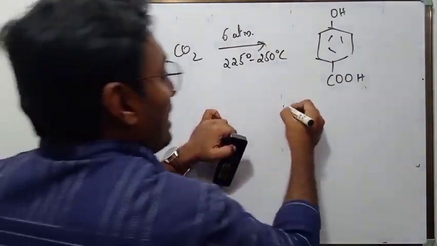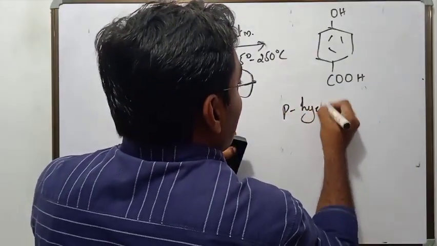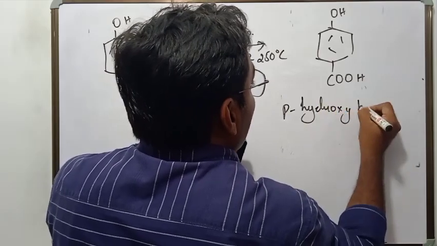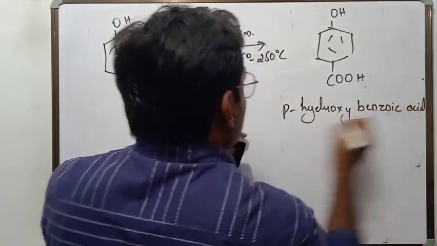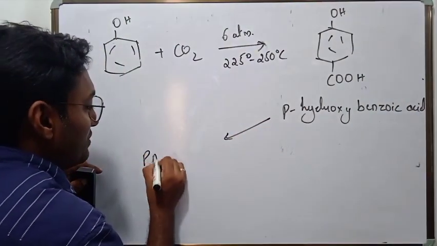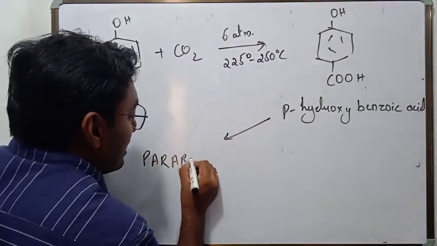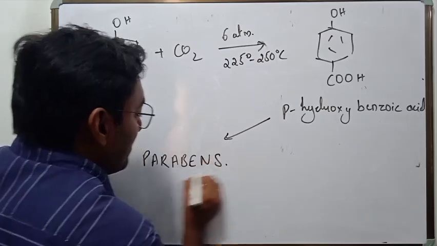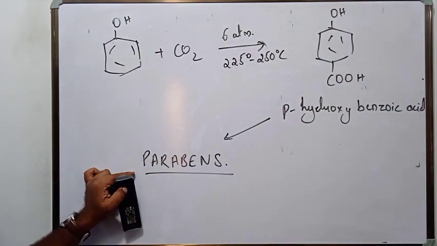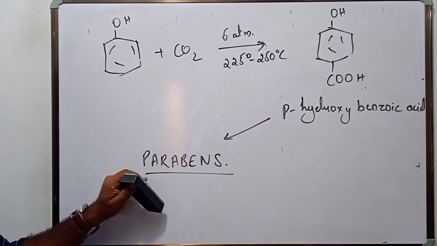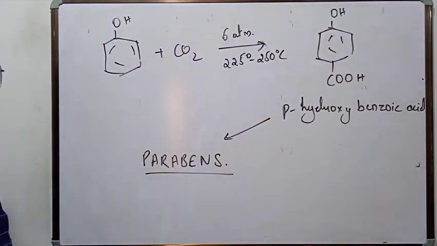Now para hydroxybenzoic acid is a precursor of parabens, which are used in the cosmetic industry as a preservative. So you can make parabens using Kolbe-Schmidt reaction.